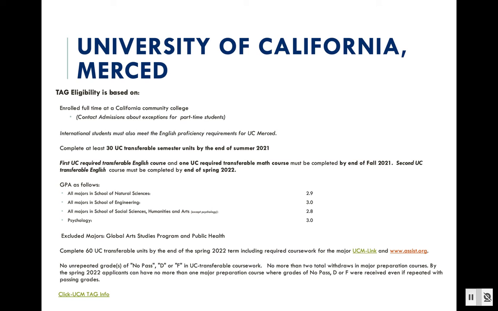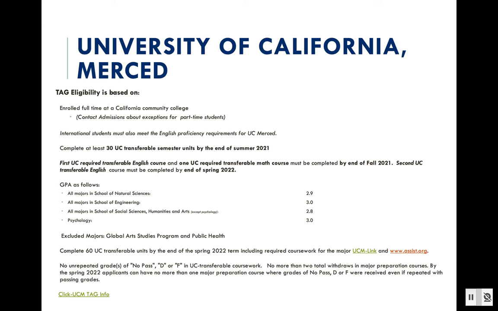Now, some specific things to UC Merced are these additional things. You cannot have any unrepeated no pass, D's or F's. So if you have an NP, a D, or an F that you didn't repeat, you want to make sure that you either repeat that course or get it alleviated through academic renewal so that that course is not factored into your GPA. You cannot have any more than two total withdrawals in any major prep courses.